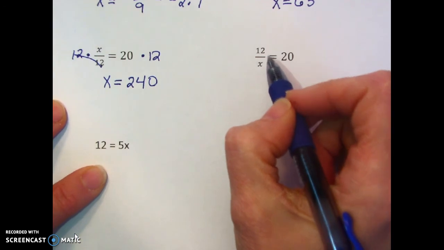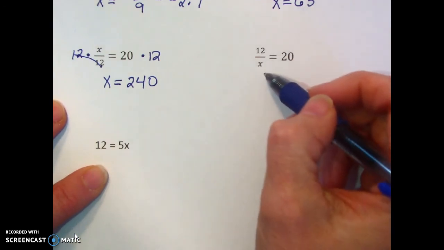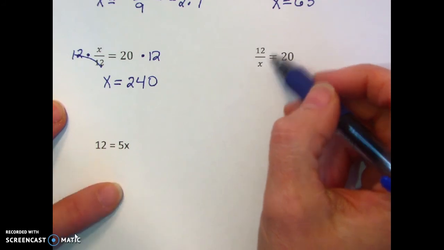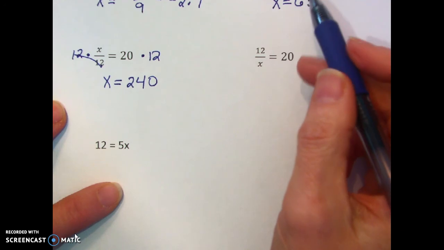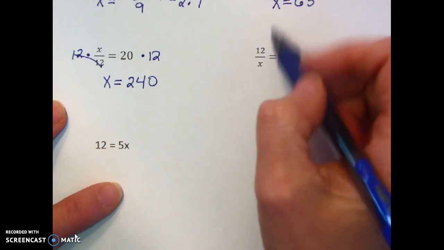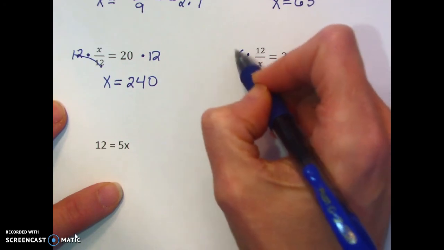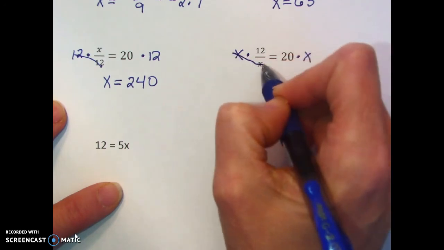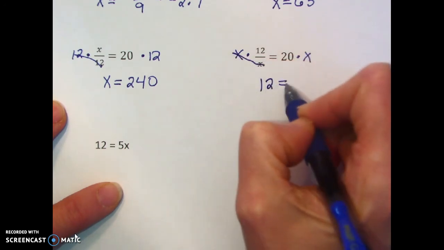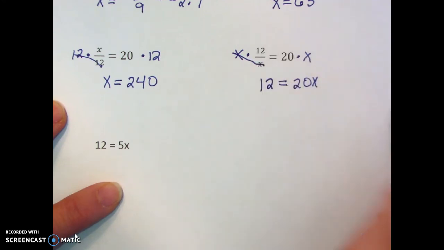Another division. We have to be careful here though. We're dividing by x. So there's a couple ways you could do this. I'm going to show you how to solve proportions, or remind you how to solve proportions here in the next video. But for now, whatever we're dividing by is what we have to multiply by. So because we're dividing by x, we have to multiply by x to cancel those out. And this problem turns into 12 equals 20x.